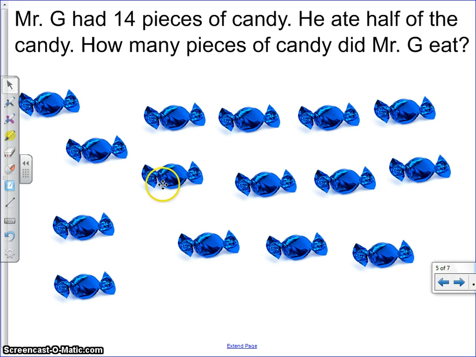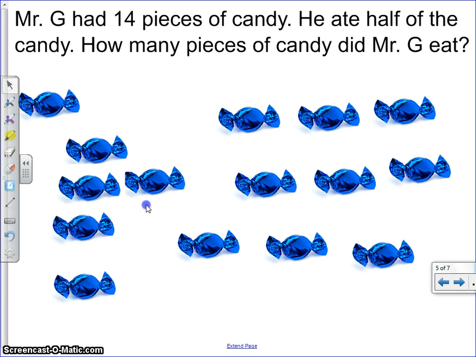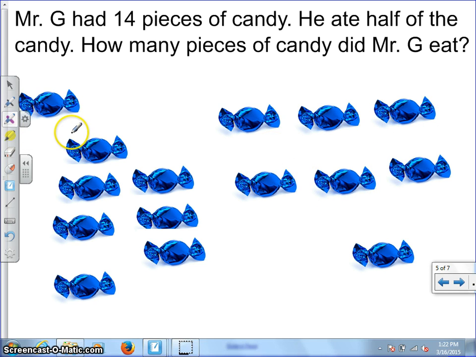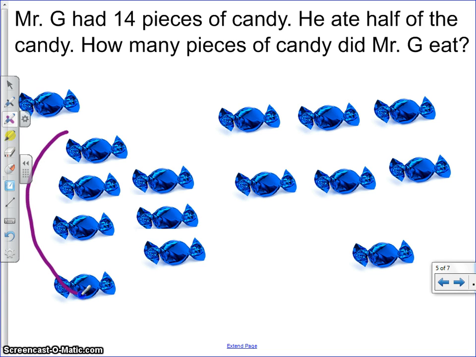So there's 1, 2, 3, there's 4, 5, 6, 7, and then that leaves another 7 on this side. So you can see that if I ate 1/2 of this candy right here, I would have eaten 7 pieces, and 7 pieces would be left.